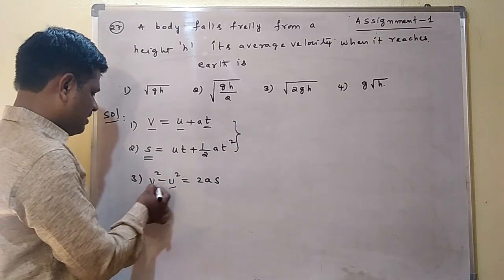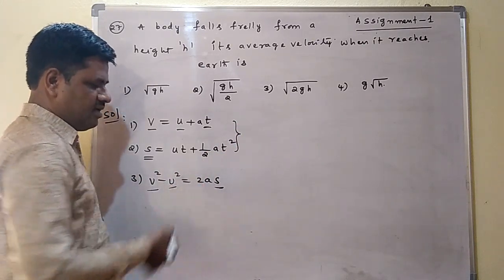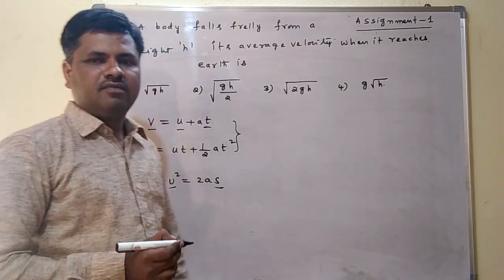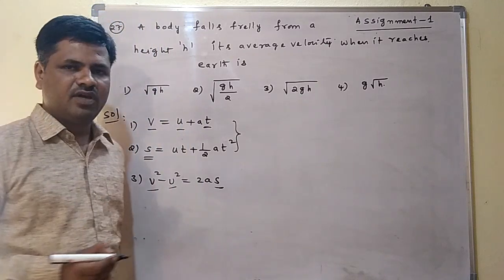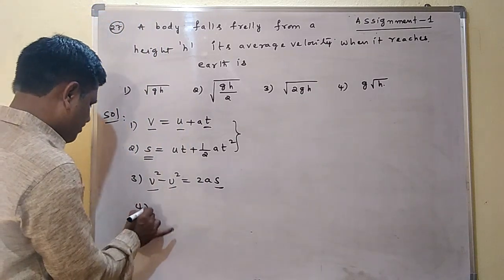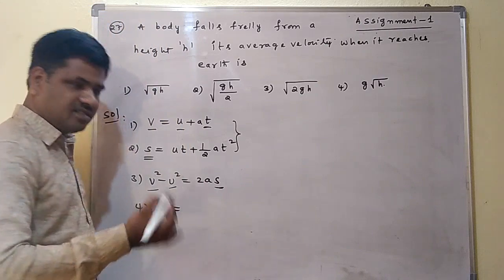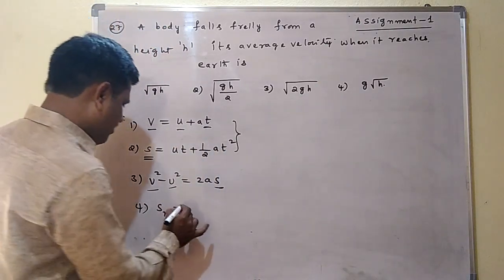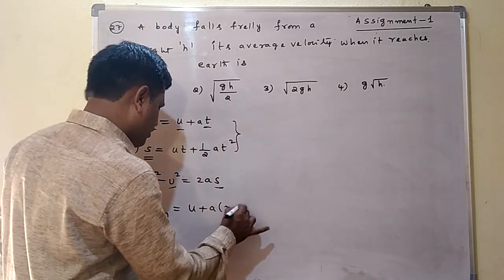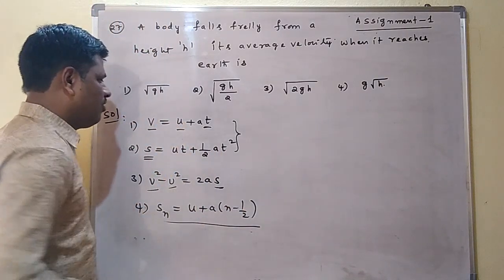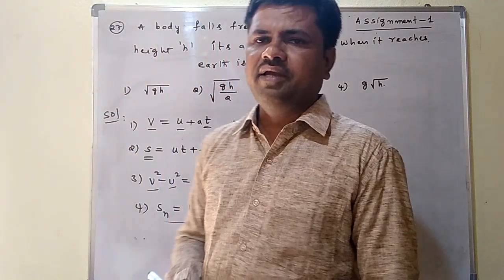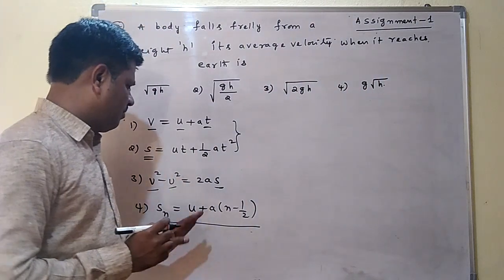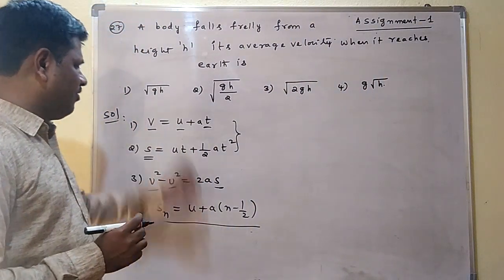Here we have initial velocity, final velocity, displacement. S is called the distance covered. V square minus U square is equal to 2AS. When S, V, U are given, we have to use this equation. Another equation is the distance traveled in the nth second, like the first second, second, third second. The nth second formula: Sn is equal to U plus A into (n minus half). These are the four fundamental kinematic equations, very, very important.